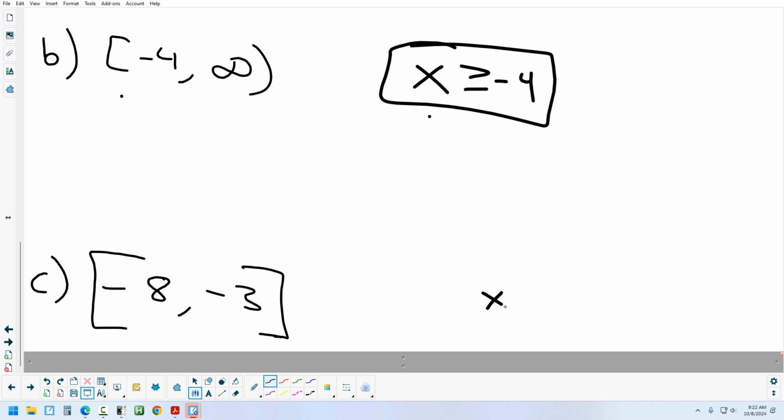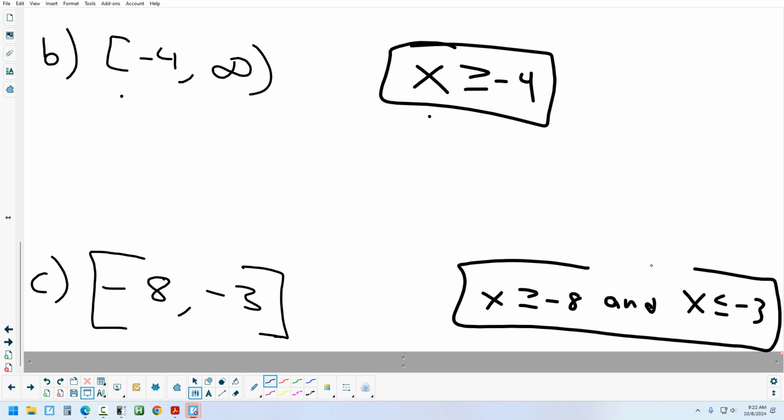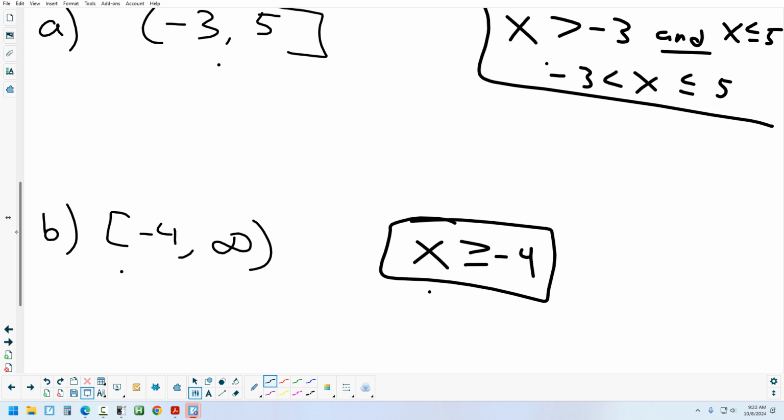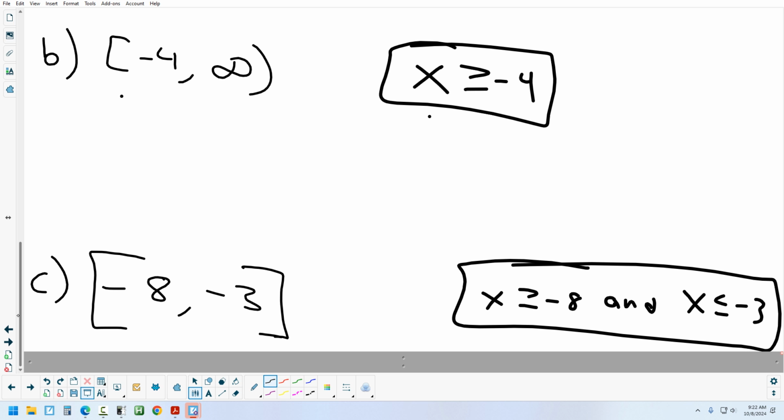Greater than or equal to -8. But it also has to be less than or equal to -3. And you could combine that into a shorter statement, but I'm just going to leave it like that. So that means you could pick a number between -8 and -3. Can you include the -8 and the -3? Yeah, because it's a closed interval. Okay, any question on that?